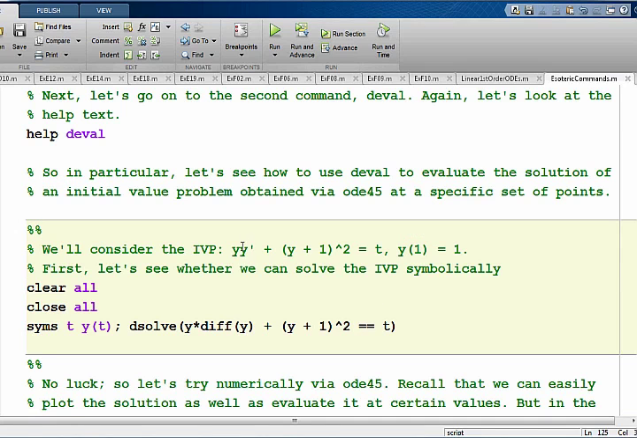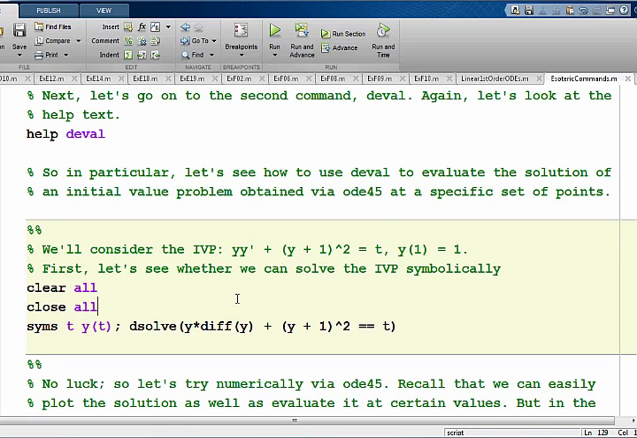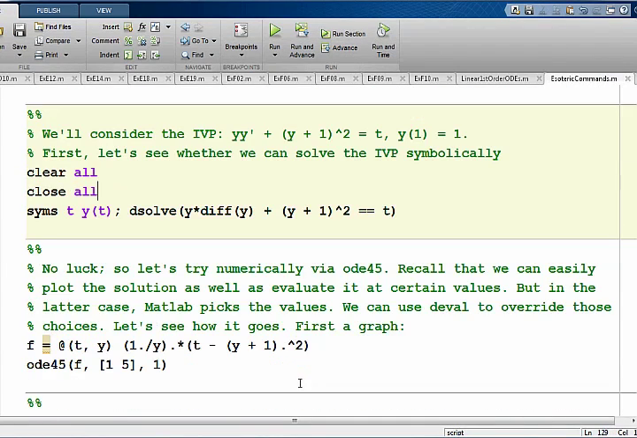Okay. So let's illustrate this. I'm going to look at the differential equation y y prime plus (y plus 1) squared equals t with the initial data y of 1 equal 1. Let's first of all see whether we can solve this symbolically. So let's put dsolve on it and see what happens. It's grinding a bit. Okay, let's see. Sorry, no cigar. Empty sum. MATLAB cannot solve it symbolically. So we have to work numerically via ODE45.